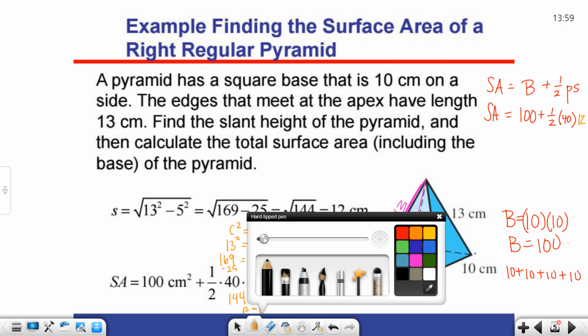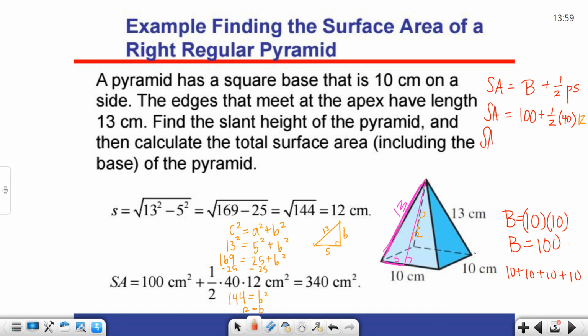Now I have my formula complete. I just need to do my arithmetic. So I have a 100 right here. 1/2 times 40 times 12 would be, what, 240 maybe? I think that looks right. And add them up. 100 plus 240 would be 340, and it would be in square centimeters. They worked it out as well on the paper, but I just want to show you how we would do it, or how I would do it.